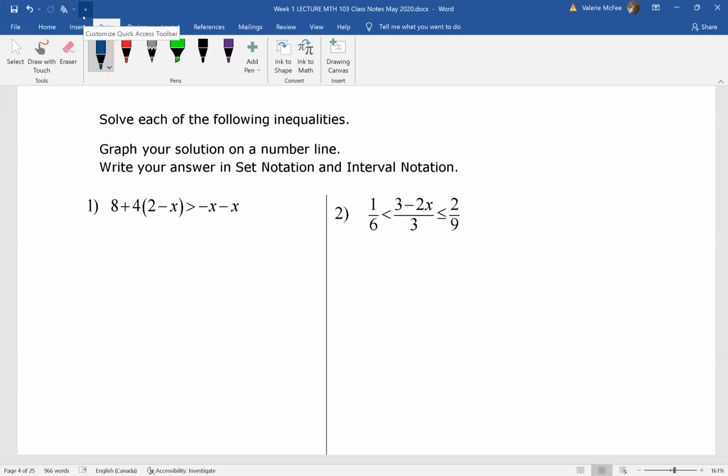All right, let's look at these questions together. In question 1, if this was an equation, you would simplify on both sides. Here I would use the distributive property, and on the right, I would gather like terms. So we have 8 plus 8 minus 4x is greater than negative 2x. I can also combine like terms on the left side now.